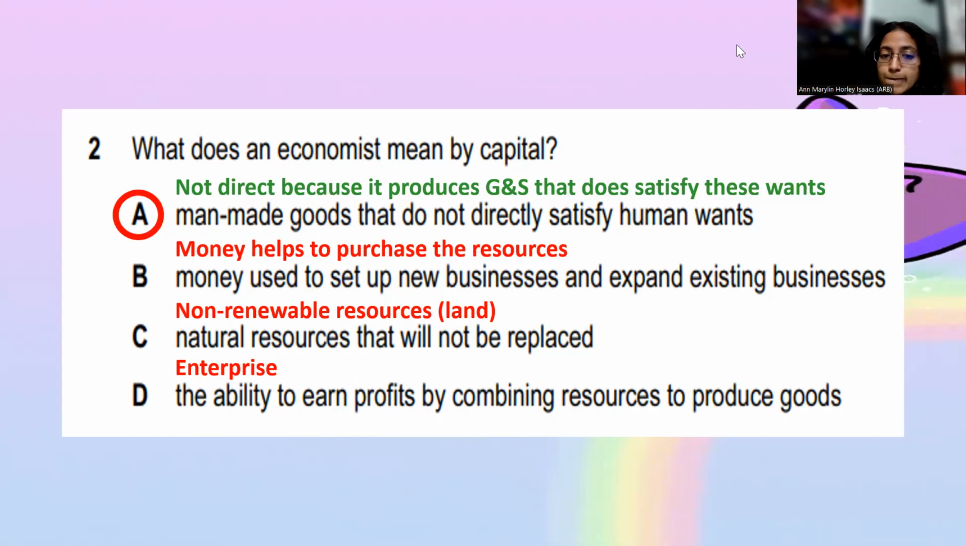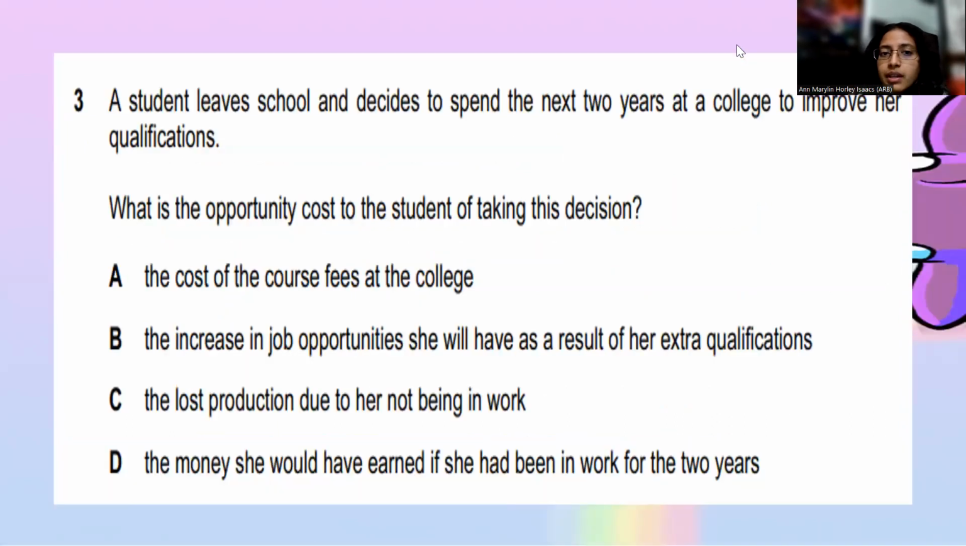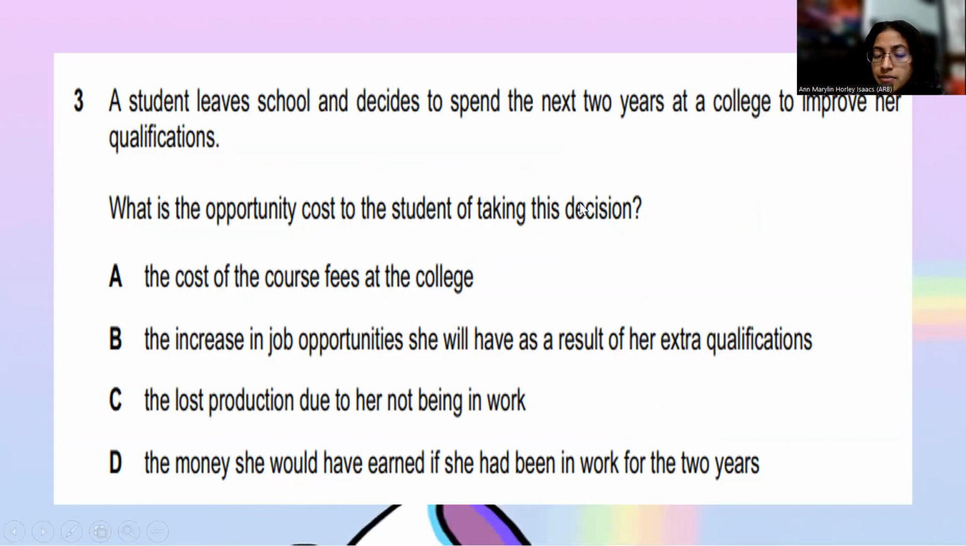Okay. Number 3. A student leaves school. This is a highly popular question. They have asked this several times over the years, and it has even been repeated in the A-level paper. A student leaves school and decides to spend the next 2 years at a college to improve her qualifications. What is the opportunity cost to the student of taking this decision?